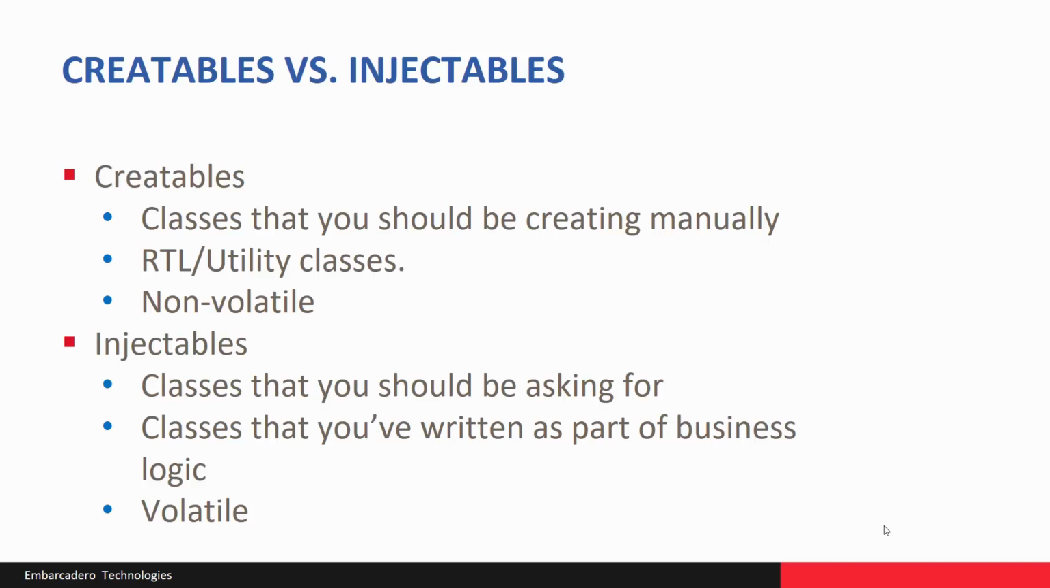Now, an injectable class is a class that you should be asking for through dependency injection. There are classes that you've written as part of a business logic. They're usually volatile. They're changing. They're altered. Their properties change at runtime, things like that. Basically, classes that you write yourself should be injected. Classes that are part of a library should not be injected. They're creatables. You should be able to create them, and injectables are things that you should inject.